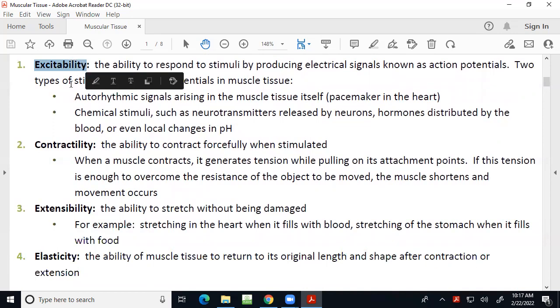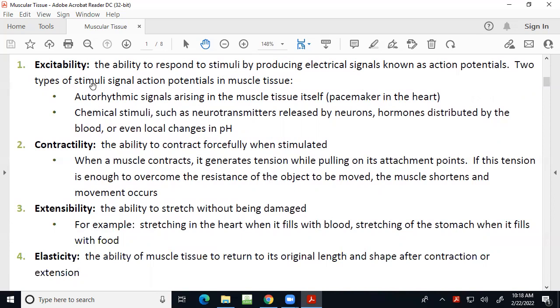Muscles are not the only type of cell or organs that have this capability. And so what is it? It's the ability to respond to stimuli by producing electrical signals known as action potentials. The other cells of our body that are really well known for their excitability are the neurons, our nerve cells, the things that make up our brain and spinal cord.